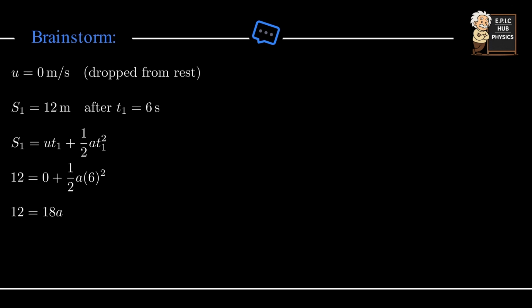Now we solve for the acceleration. Dividing both sides by 18 gives a equals 12 divided by 18. This gives an acceleration of approximately 0.6667 meters per second squared. Now that we know the acceleration due to gravity on this moon, we can calculate the displacement after 18 seconds.